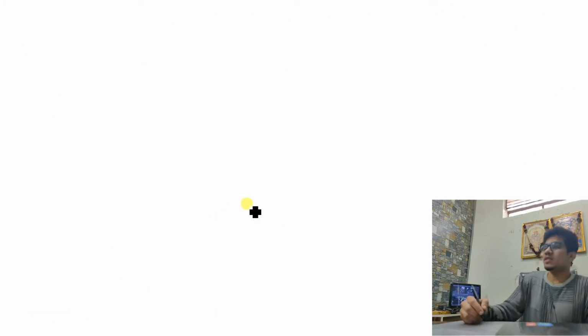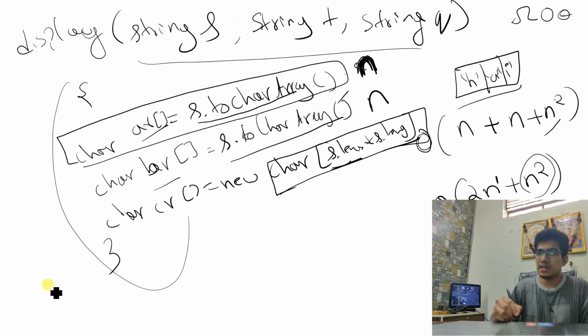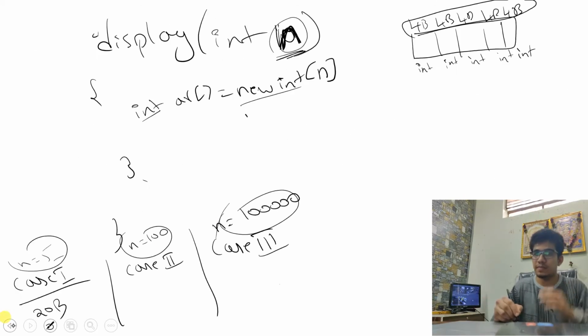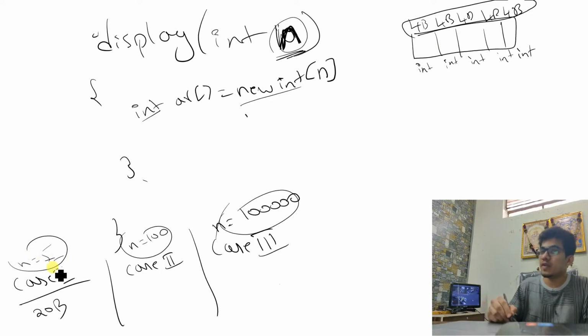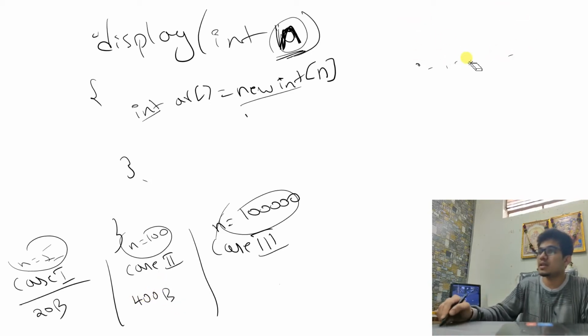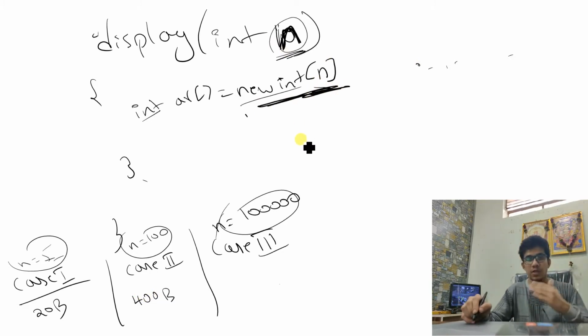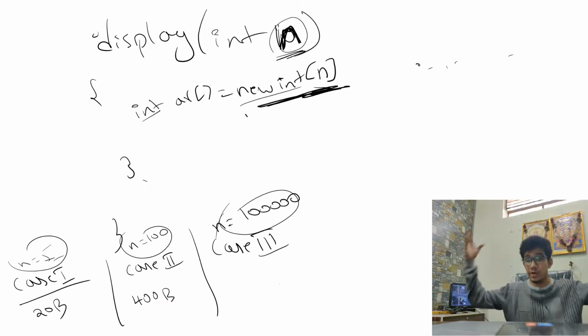Now let me see when my n value is 100. Here 5 into 4 happened, then 100 into 4 will happen. 100 into 4 is 400 bytes of memory. Why? Because when your n value is 100, that value is given to new int of 100, which means you want new memory of size 100. Clear? You got one big array whose memory will be very large.